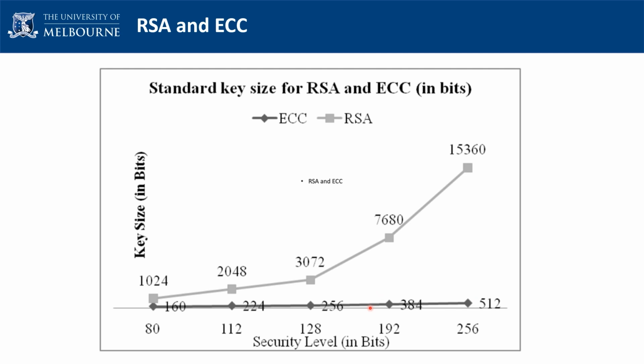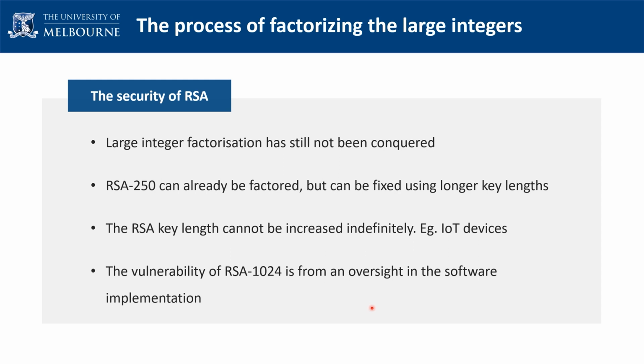So in summary, it is still known that the problem of large integer factorization has not been conquered. Although RSA-250 can already be factored, it can be fixed using a longer key length. And the vulnerability of RSA-1024 is from an oversight in the software implementation rather than the RSA algorithm itself. So the RSA algorithm still remains a secure encryption algorithm.